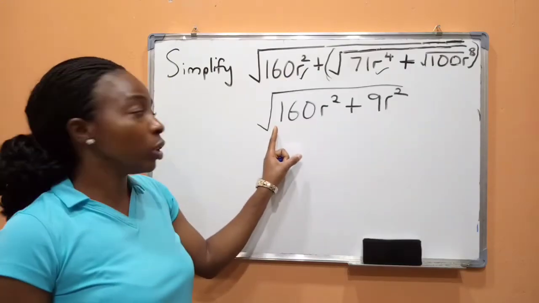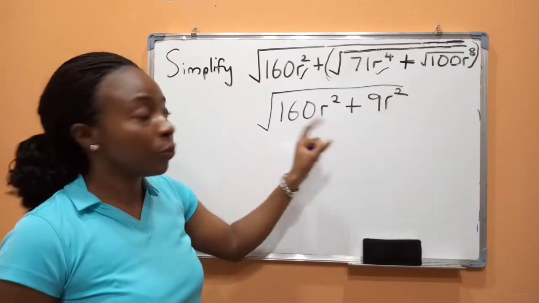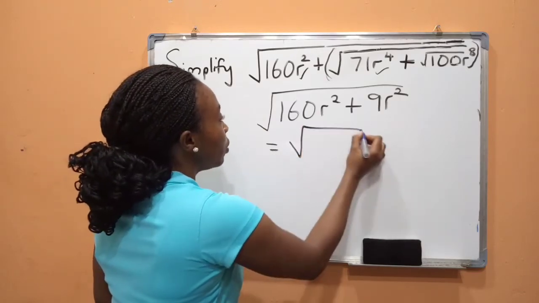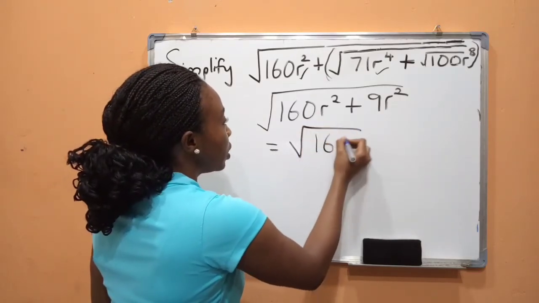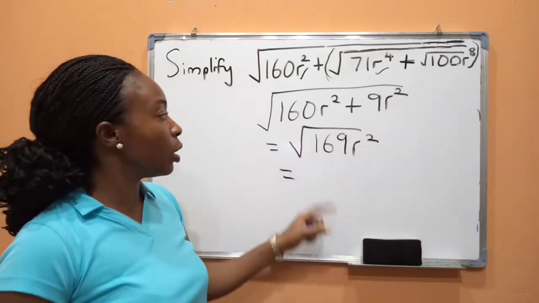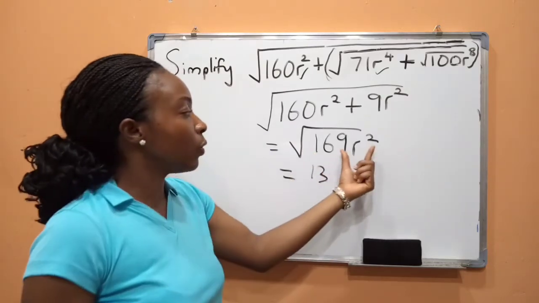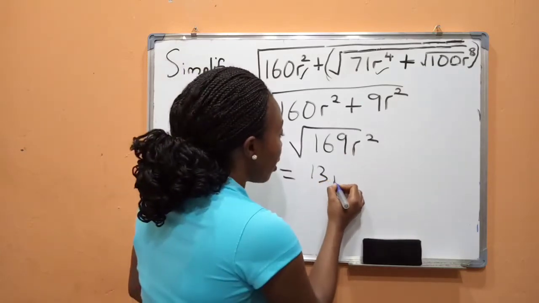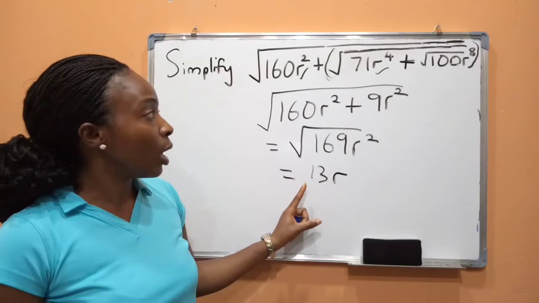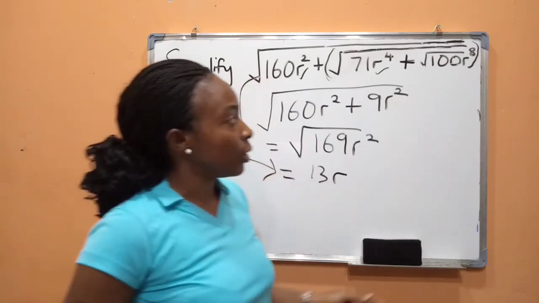So now we'll have 160r to the power of 2 plus 9r to the power of 2. Finding the square root, okay? First of all, let's sum it up. When we sum it up, we are going to have 169r to the power of 2. Good. So let's find the square root now. What's the square root of 169? It's 13. And what's the square root of r squared? It is r. So this is how we solve it, and we've arrived at our answer. So the value of this is 13r.